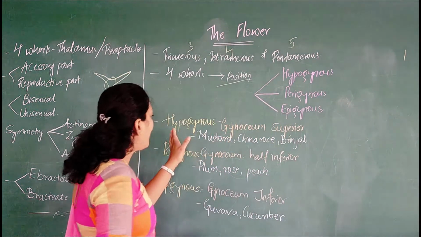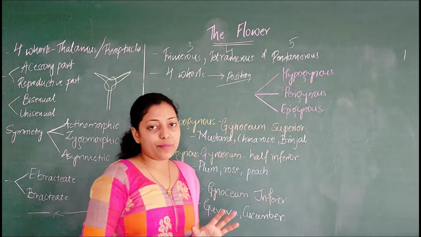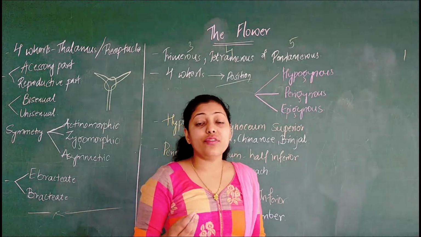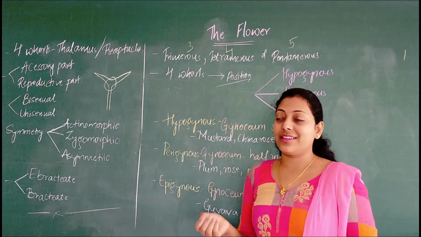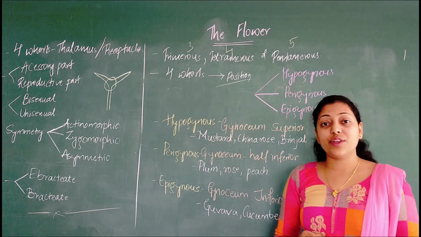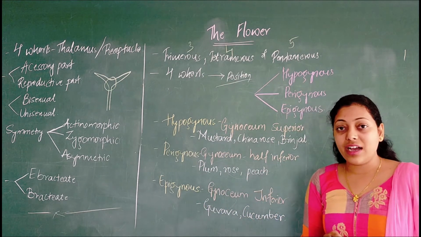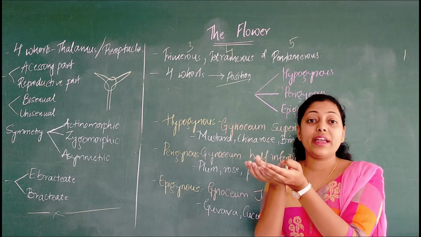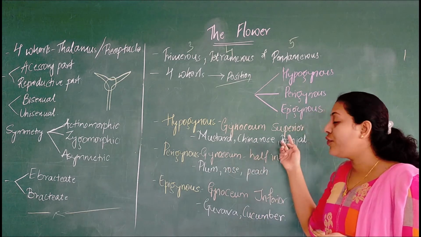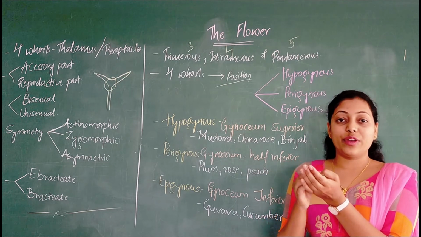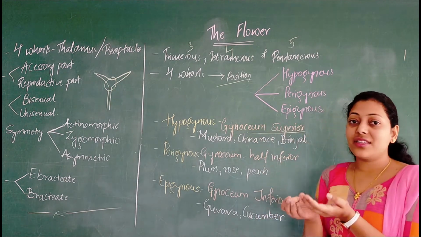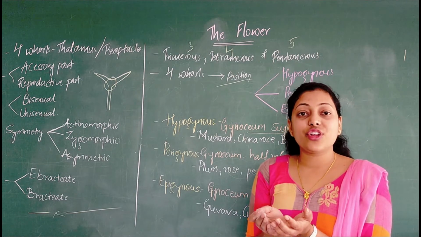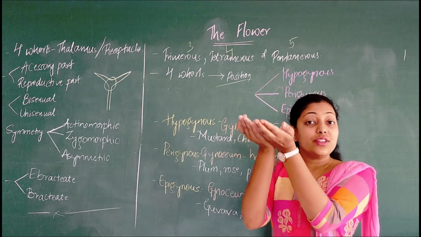I'll tell you further. What is hypogynous? A flower is said to be hypogynous only when its ovary is superior. I'll show you the picture. You can see, in the case of a hypogynous flower, the ovary which is at the center is placed superior. On the basis of this position, the ovary is said to be a superior ovary. That's why we say the gynoecium is superior. Gynoecium is nothing but the female reproductive part. It consists of the ovary. So the ovary is superior in nature.